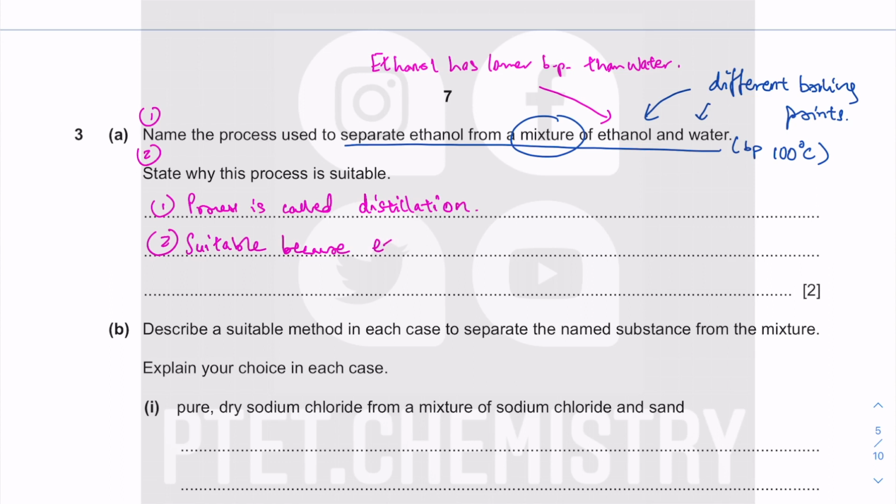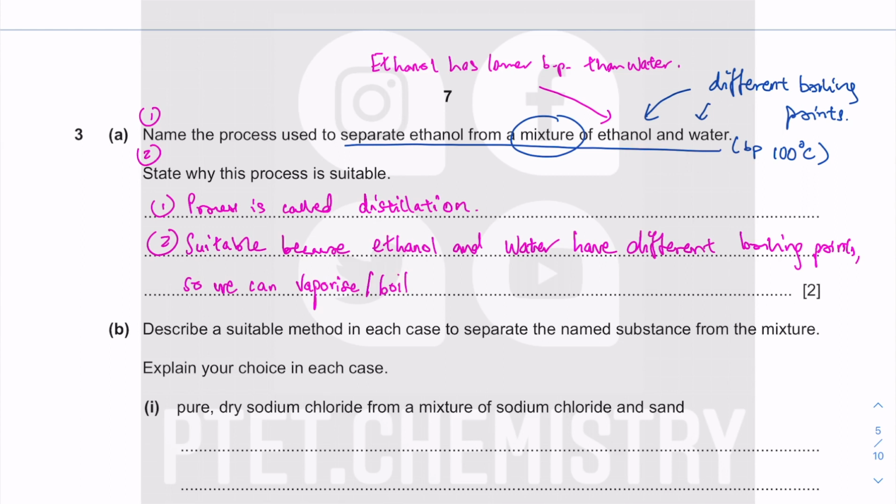Suitable because ethanol and water have different boiling points. So because they have different boiling points, you can separate out the one with the lower boiling point first. Different boiling points, so we can vaporize. Vaporize means boil. Vaporize means you turn something into a gas from the liquid. Vaporize or boil the ethanol first, which condenses first, because after you boil it, it will condense first after you pass it through the condenser. Therefore, collect ethanol first. But the key thing really there is the different boiling points.